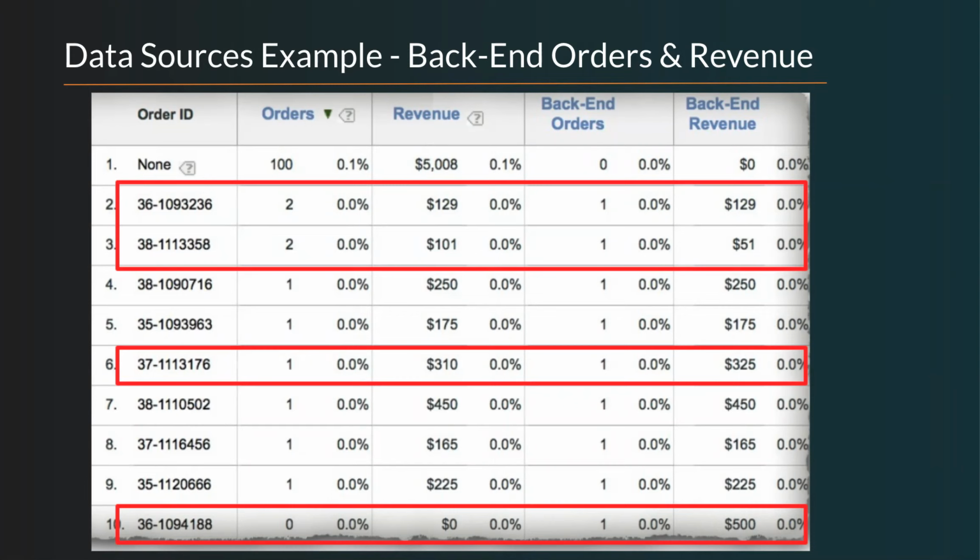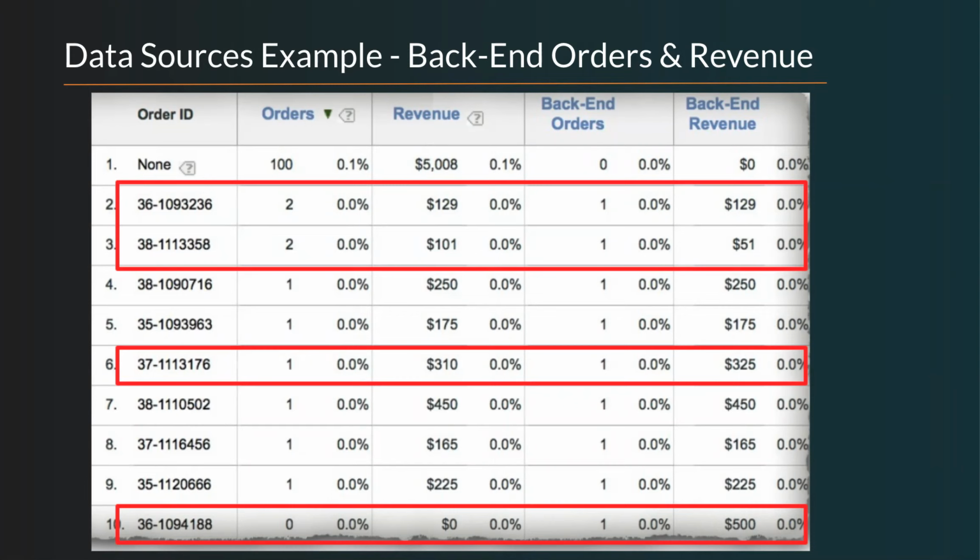In row 6, we see that for some reason, the backend thought that order was $325, but online it was 310. And then the one that's most interesting is row 10. If we didn't do the data sources upload, we would never know that we were actually missing an order online. And you notice that there's a 0 in the online order and revenue, but we noticed there was one backend order for $500. And we might be living in a fantasy world thinking we have all of the orders covered. But in this case, we don't.